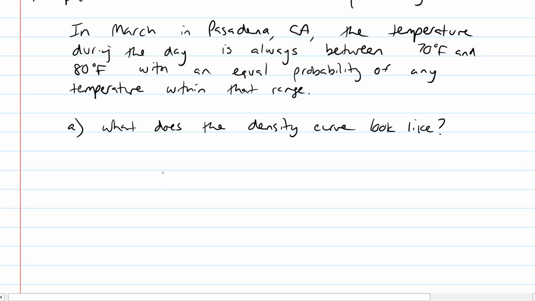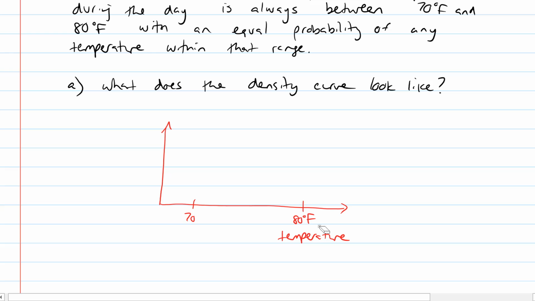Well, we draw just a little tiny sketch. The lowest temperature is 70 degrees Fahrenheit, and the highest is 80 degrees Fahrenheit. And this is temperature. Or if you like, you could just write the numbers as 70 and 80 and then put the units down below in the legend. And remember, for density curves, we're not worried about what the y-axis is called. And we said that everywhere, each of these values is equally likely.